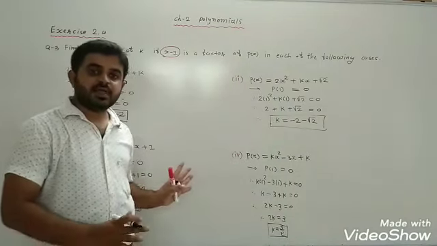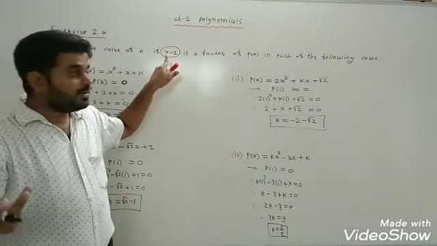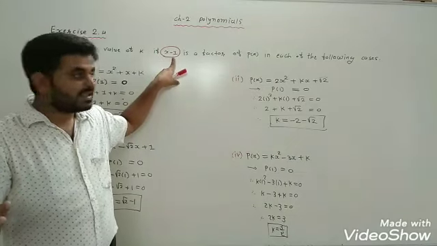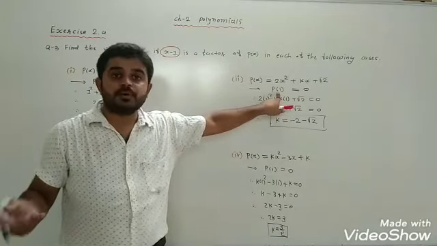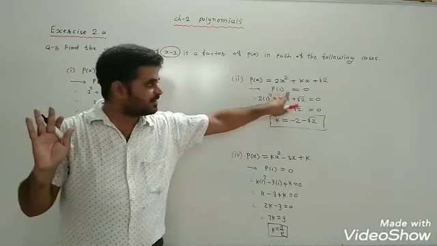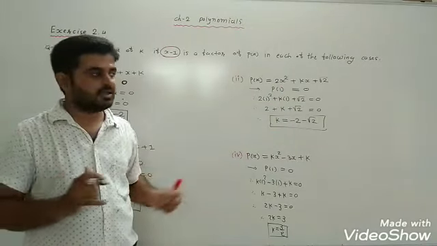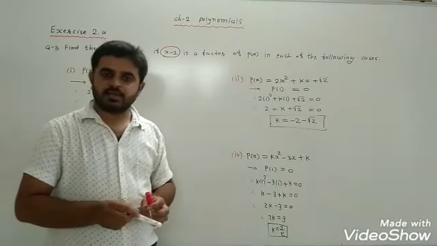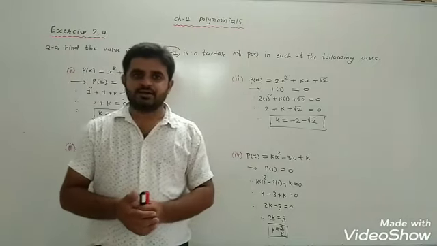Thus we can find the value of k if this condition is given. It may be possible that here is x plus 2 or 3. If here is x plus 2, then here is p of minus 2 is equal to 0 if it is a factor of p of x. Okay, so we can calculate this term this way. If you practice it, then you can find easily and understand.